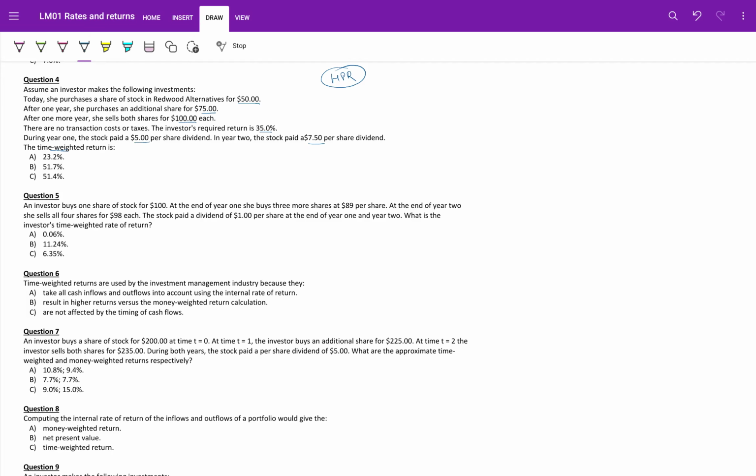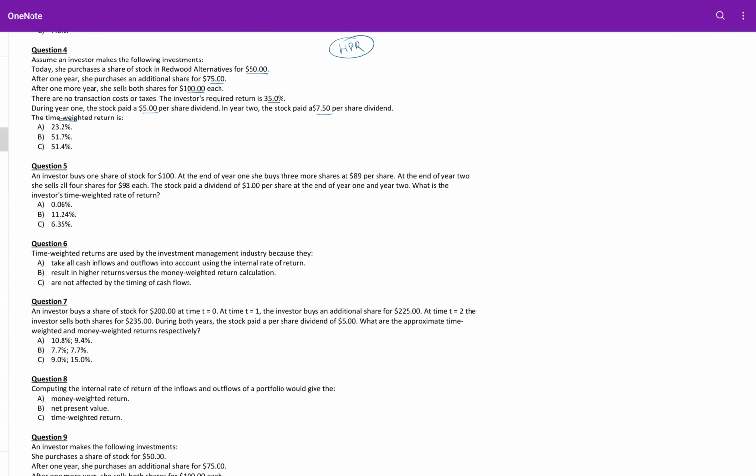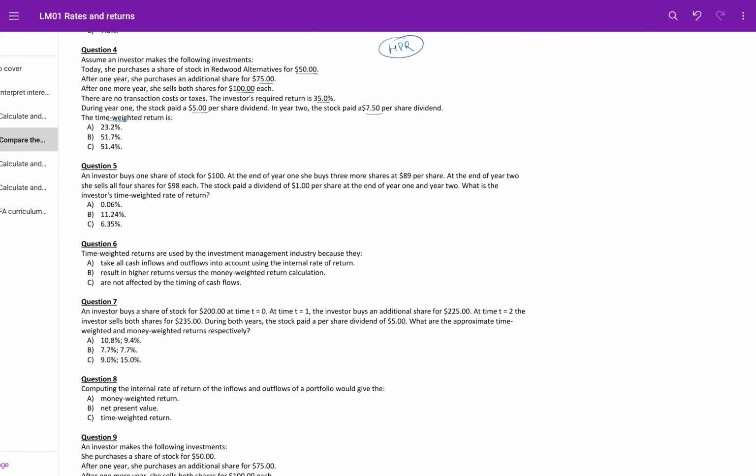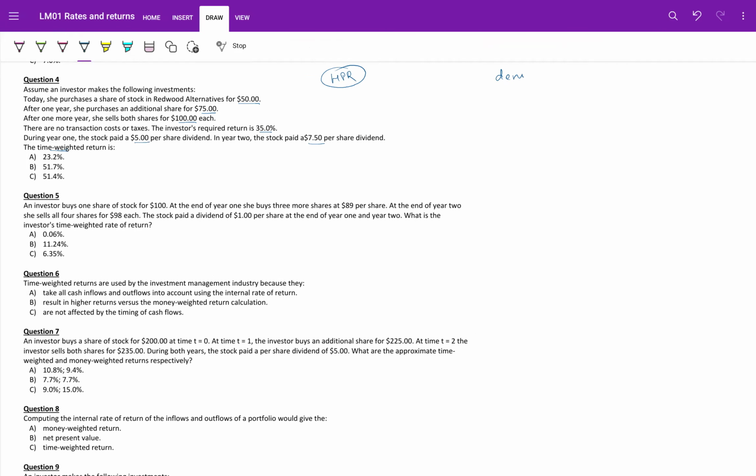So when we talk about holding period returns, we take the ending value, subtract the beginning value, add back the cash flows, and then divide it by the beginning value. So the denominator is the beginning value, and the numerator is going to be the ending minus beginning plus dividend.